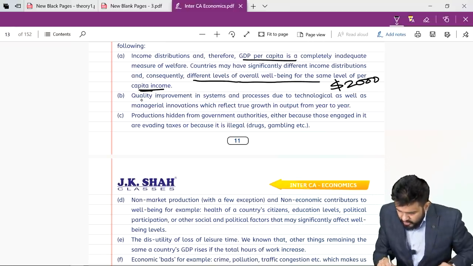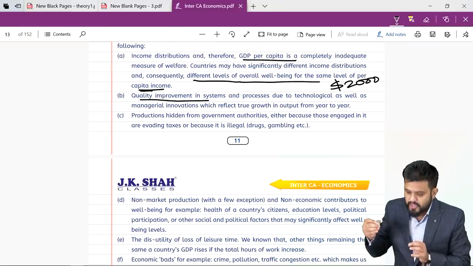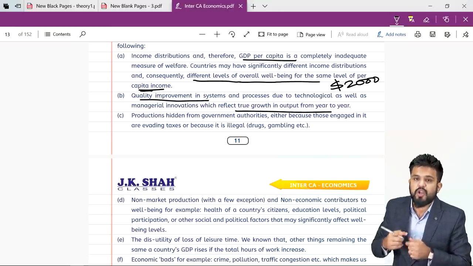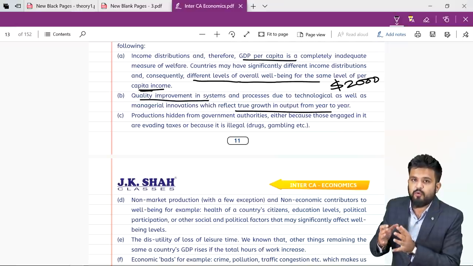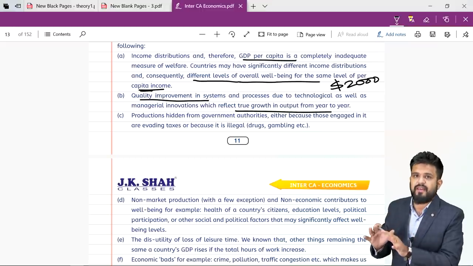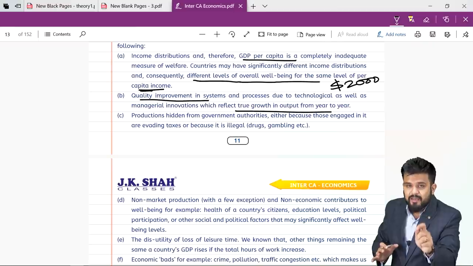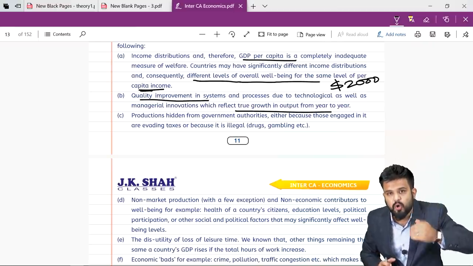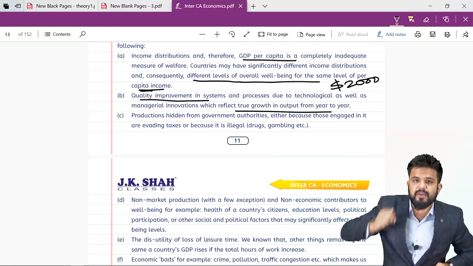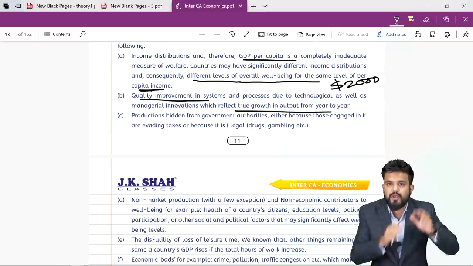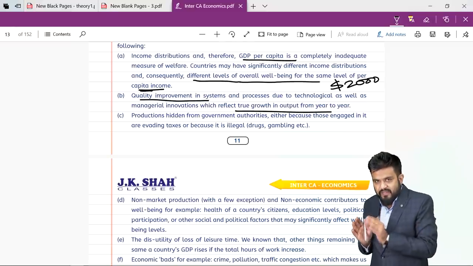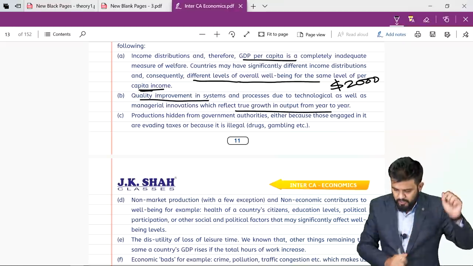Moving to the second point, quality improvement in systems and processes due to technological as well as managerial innovation reflects the true growth in the output from year to year. Students, quality improvement, suppose a product is of good quality, people will come, people will purchase, people will get benefit, welfare. But only quality, no. Along with quality, there should be more quantity produced. Then only there will be an increase in GDP. Only quality products? No, it should be quality plus quantity. More output should be produced, so that there is welfare plus an increase in gross domestic product.